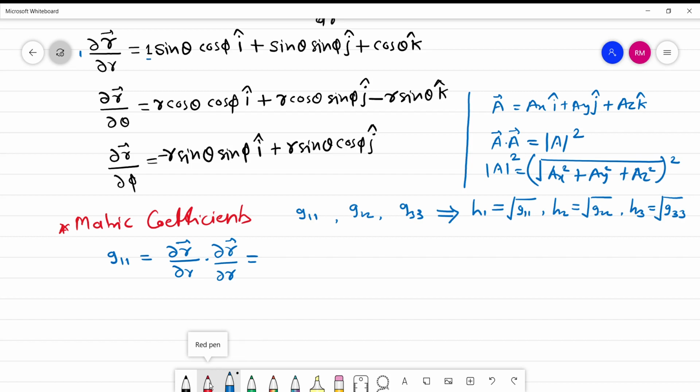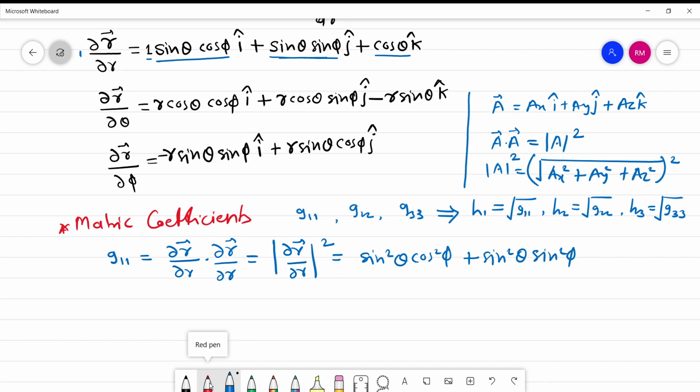So taking the square, this is like this, you take delta r bar by delta r, its magnitude, and the square of that. So you will take the square of this term, then the square of the second term, and then the square of the third term. That will be sine square theta cos square phi plus sine square theta, second term now, okay, second term, sine square phi, and then this is the third term, cos square theta.